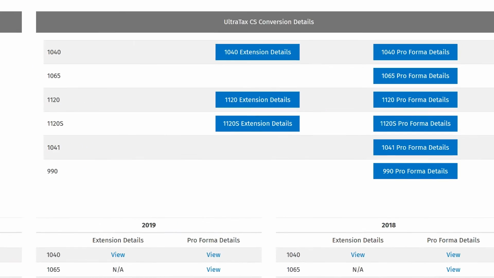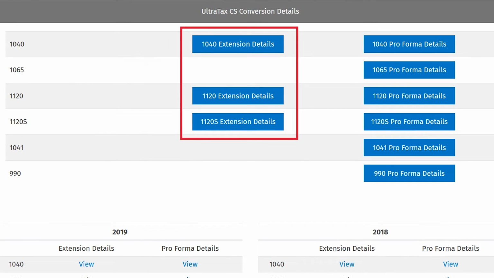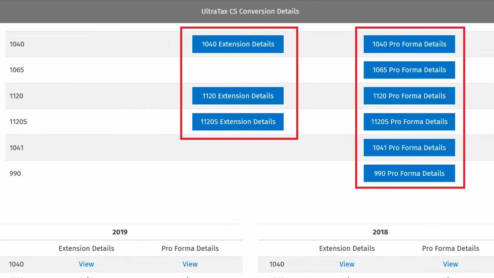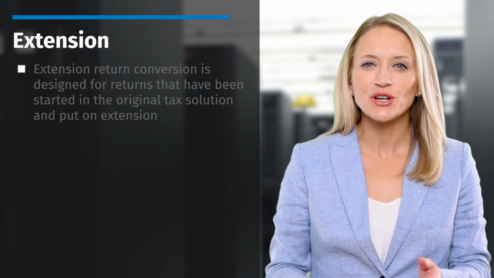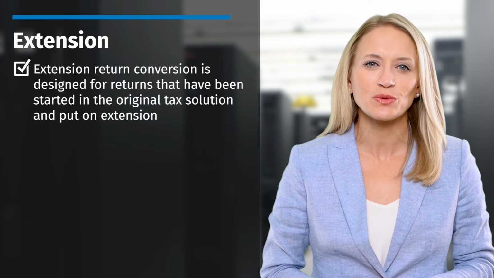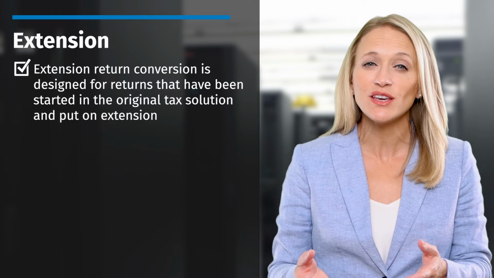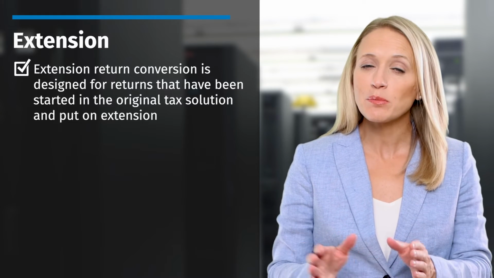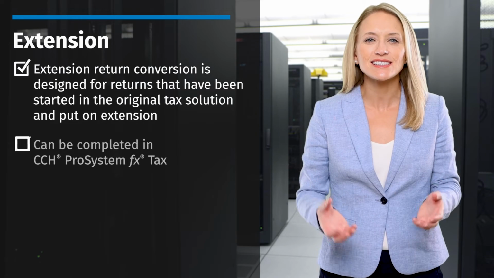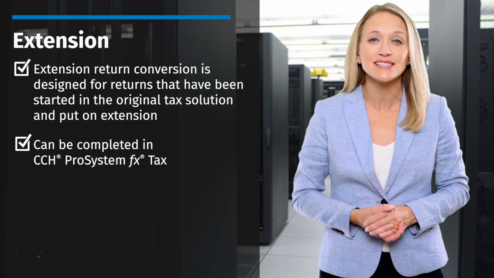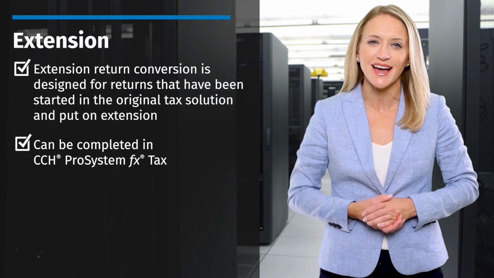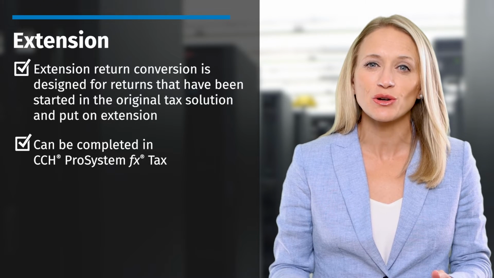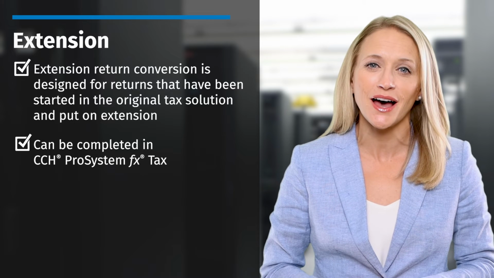Let's discuss the 2 types of conversions, extension and pro forma. Extension return conversion is designed for those returns that have been started in the original tax solution and put on extension. These extended returns can be completed in CCH ProSystem FX Tax. Extension conversions are available starting in July.